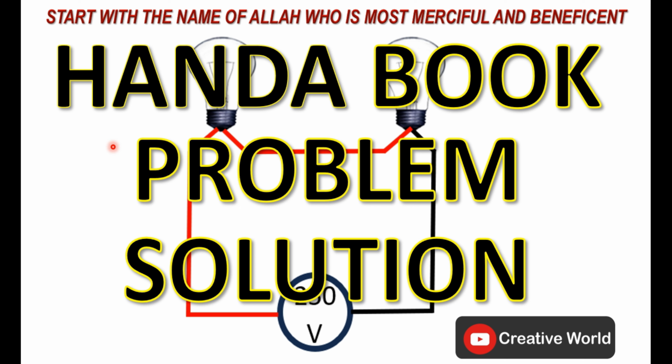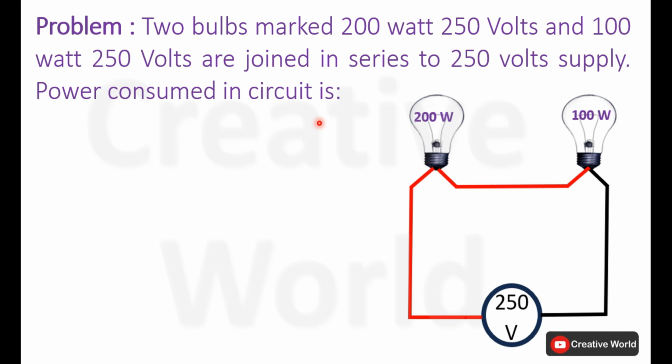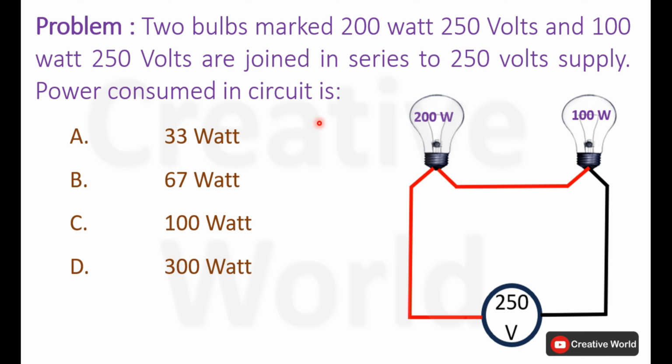Today we will solve a Handa Electrical Engineering book problem. First, read the scenario. Two bulbs marked 200 watt, 250 volt and 100 watt, 250 volt are joined in series with a 250 volt power supply. Power consumed in the circuit is option A 33 watt, option B 67 watt, option C 100 watt and option D 300 watt. We have to calculate the total power of this circuit.